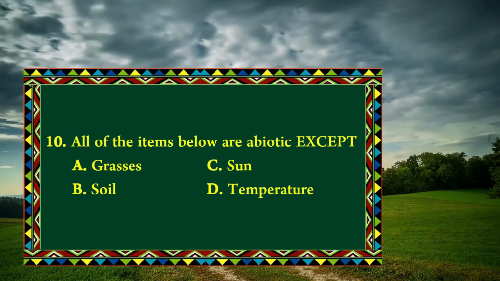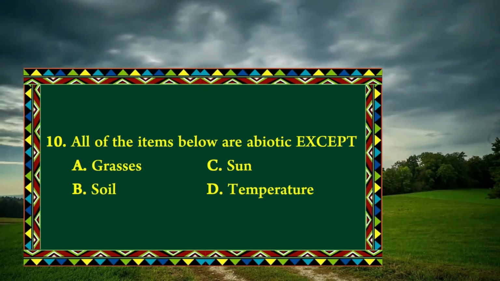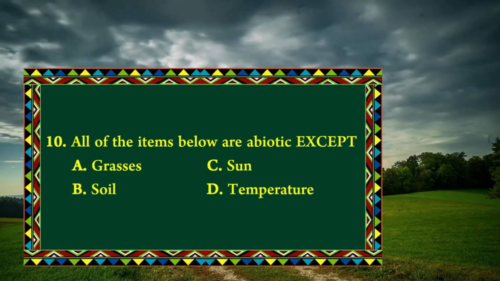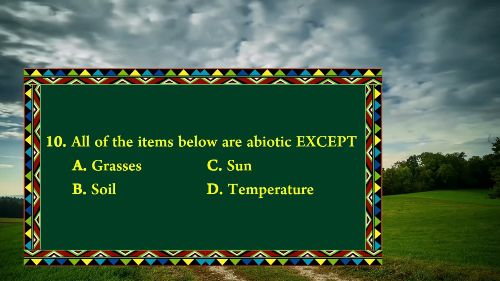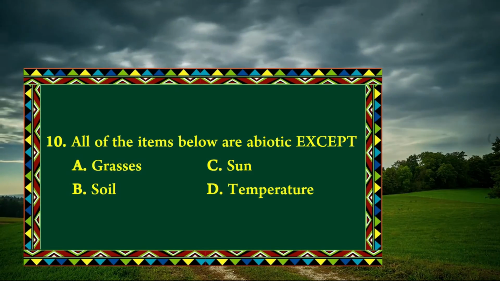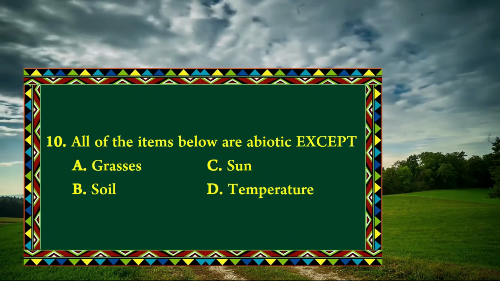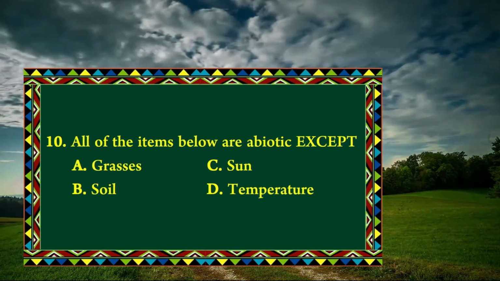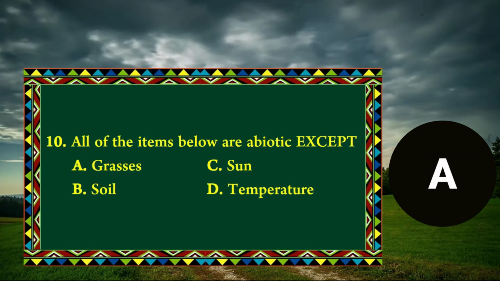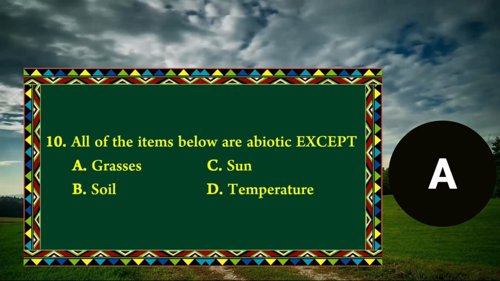Number 10. All of the items below are abiotic, except A. Grasses. B. Soil. C. Sun. Letter D. Temperature. What is your answer? Good job! The answer is letter A. Grasses.